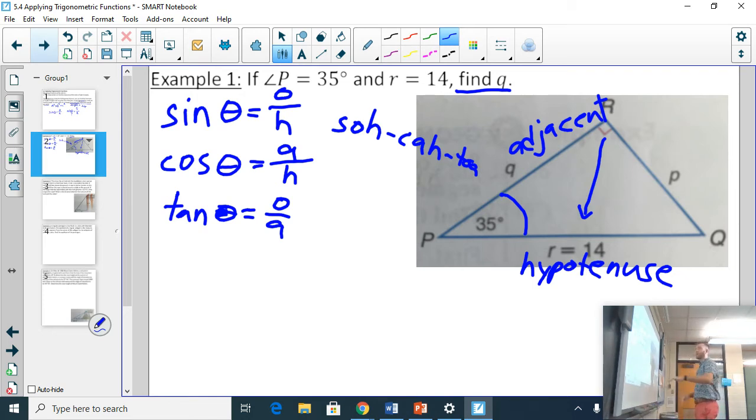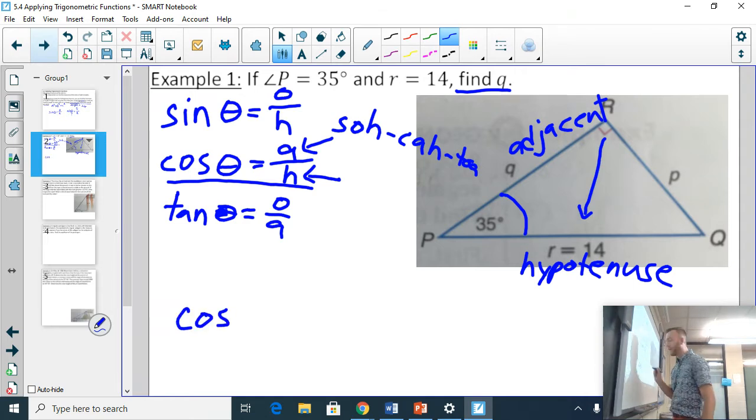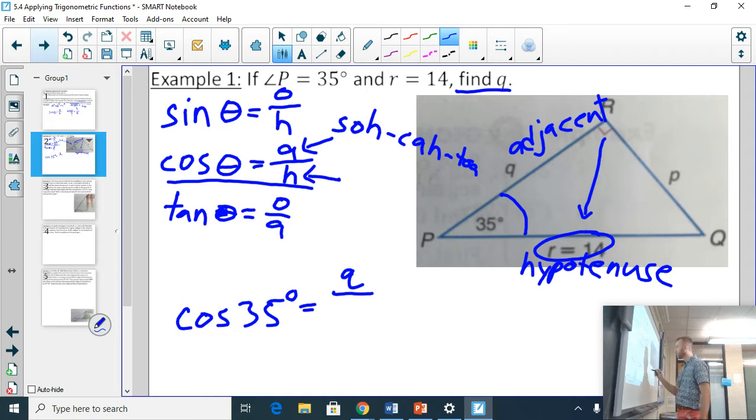So which ones do that? Looks like cosine does, right? Cosine has the adjacent side and the hypotenuse. So I'm just going to plug in what I have now. Cosine of theta, which is an angle, which we have, right? Cosine of 35 degrees equals adjacent, which we don't know. Adjacent is Q, over hypotenuse, which we do know. The hypotenuse length is 14 right there.